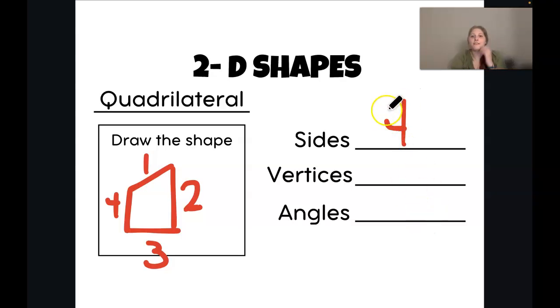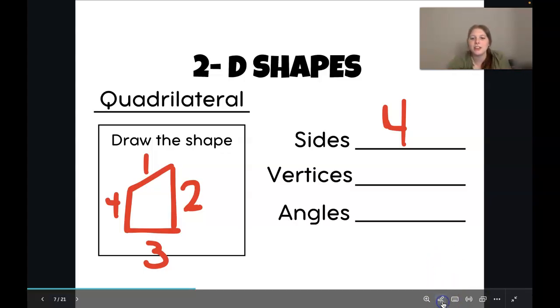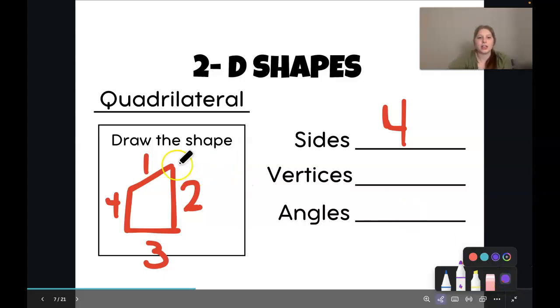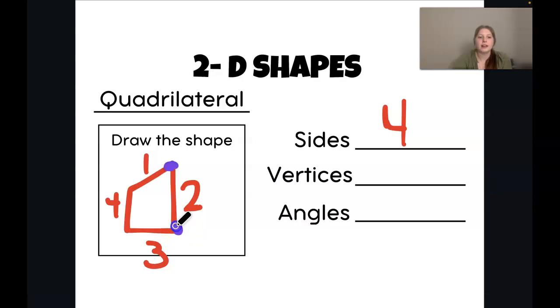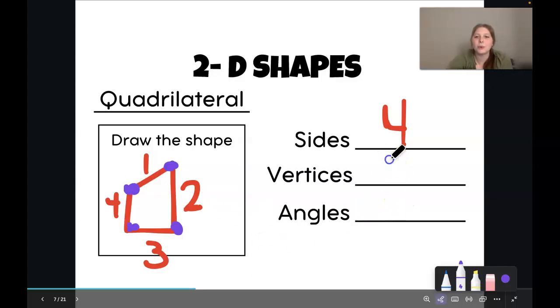Now we need to look at vertices. So we had sides, now show me vertices. Good job. It's where they come together and connect. Our sides squish together. So I see 2 sides squished together right here, right here, right here, and right here. How many vertices did we find? 4. Show me on those fingers. Good job. 4.